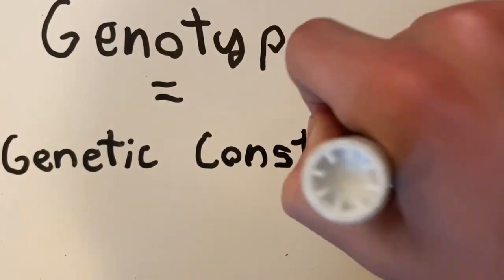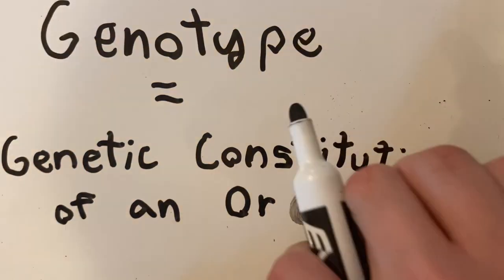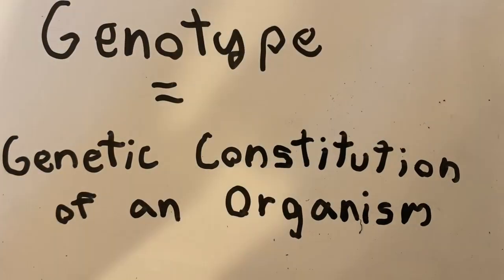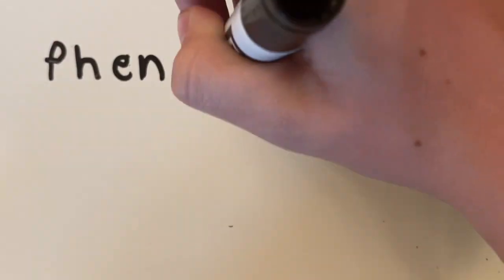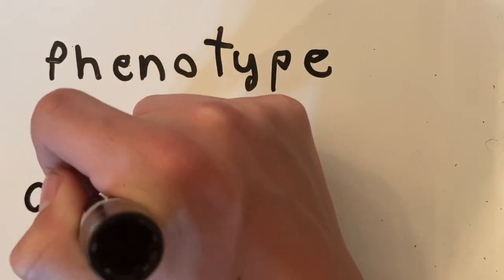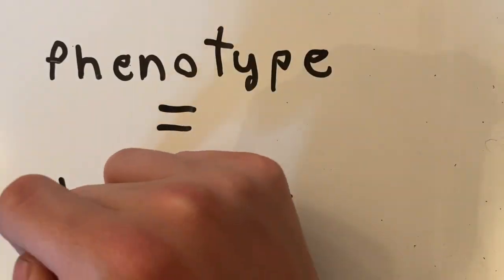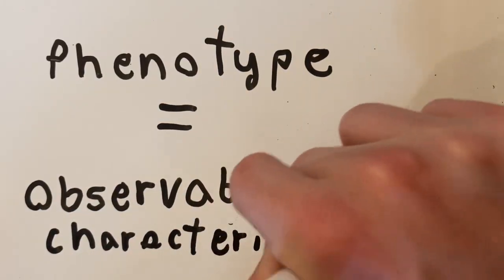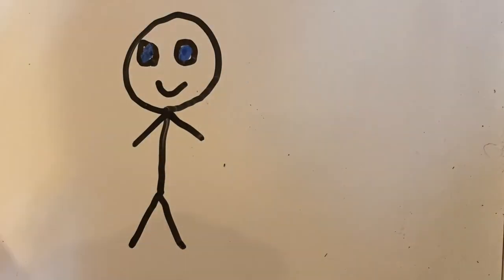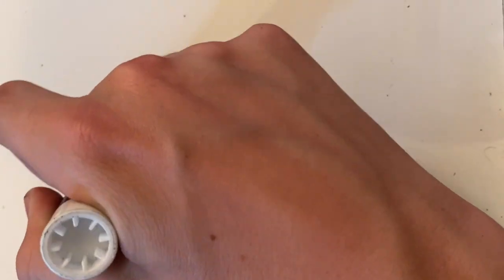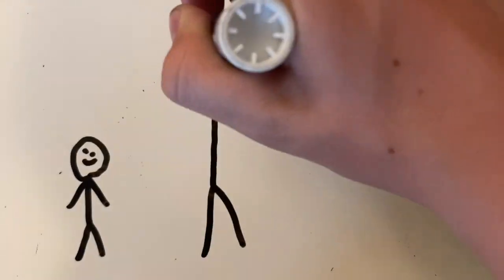Next, we have genotype. A genotype is the entire collection of genes in an organism, regardless of what traits have surfaced. A phenotype, on the other hand, is all the observable traits of an organism. The phenotype is responsible for all genetic traits, such as having blue eyes or being short.